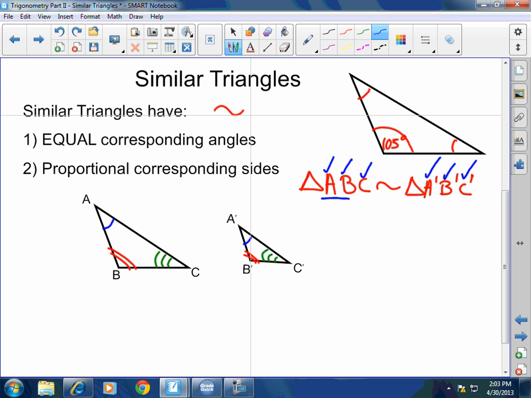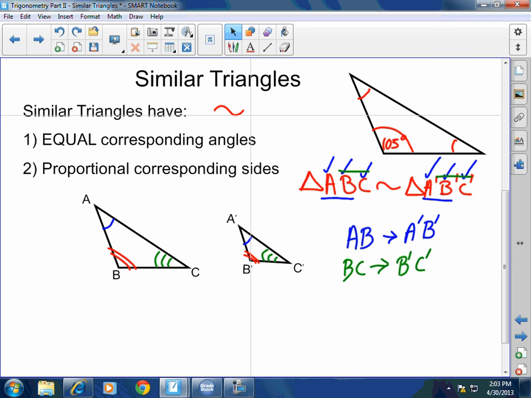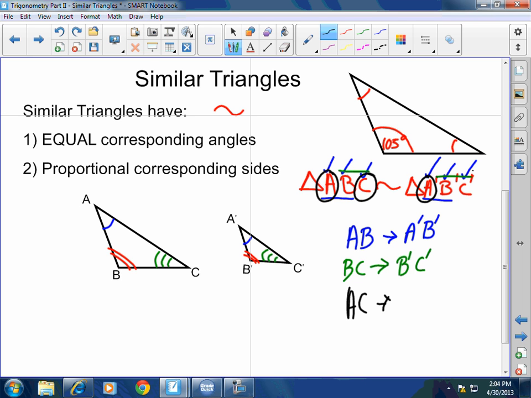You're going to go AB to A prime B prime. So AB will correspond to A prime B prime. Not because I looked at it and it looks that way, but because the letters tell me so. BC corresponds to B prime C prime. Not because of the figure, but because the letters tell me so. And then, last but not least, AC corresponds to A prime C prime. Does that make sense, my brothers?